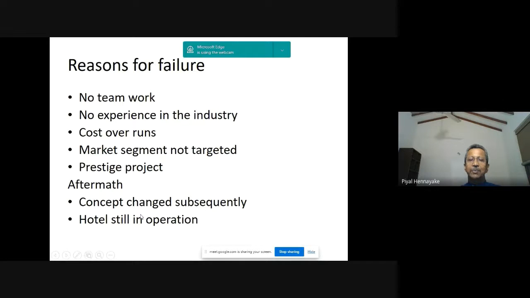Concept changed subsequently to Ayurvedic treatment. Hotel still in operation, but in one meeting we had at the HNB Managing Director's official residence, he said these promoters should take their loan and go to any other bank. So I think they went to Ceylon Bank, but somehow they are still running the hotel.